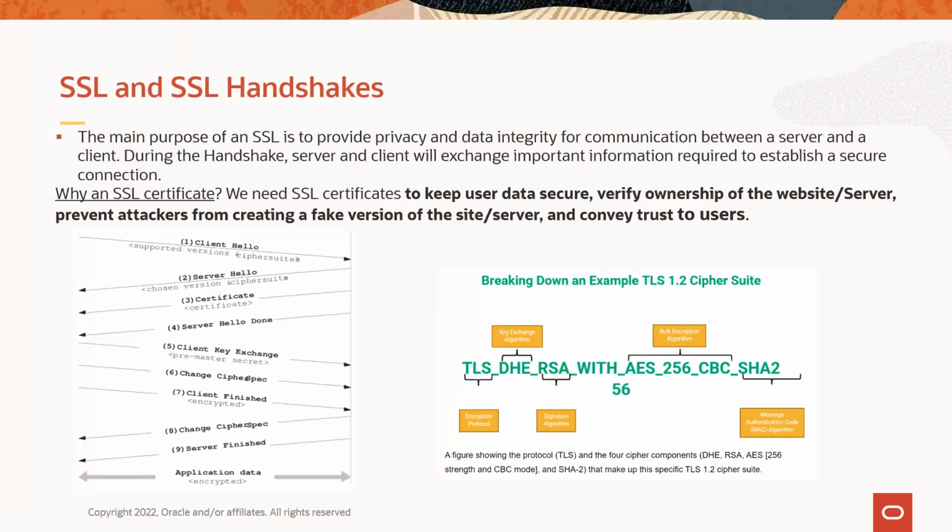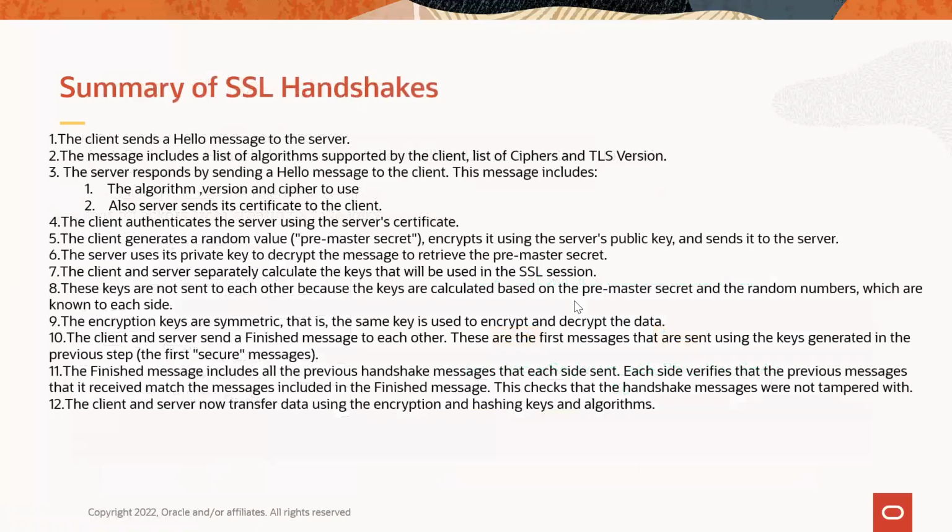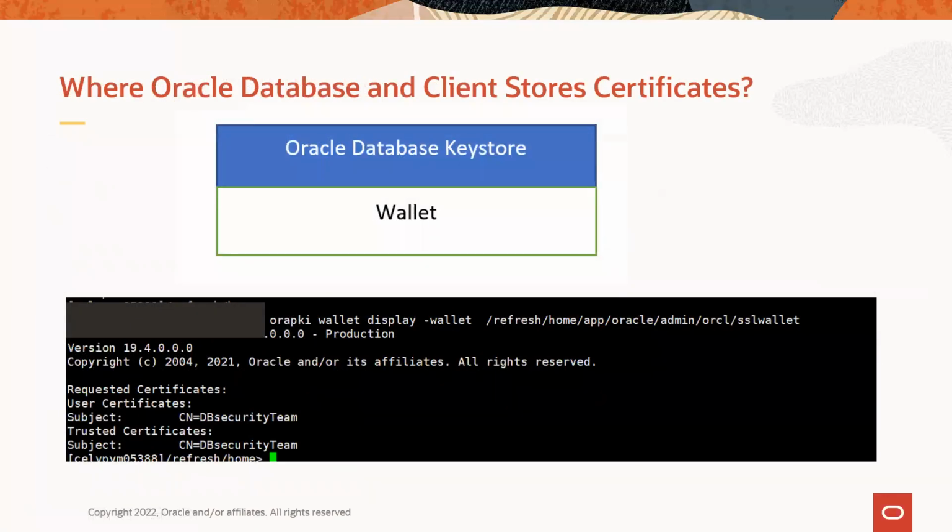Okay, at the Oracle database level, how exactly does the handshake happen? It is the same SSL handshake happening at the Oracle database level. But who is storing the certificate? In Oracle database, the key store which holds the certificate is the term called wallet, which we are aware of. So the wallet holds my certificate at the client end and at the database server end. What information does the wallet contain? That is the requested certificate, user certificate, and the trusted certificate.